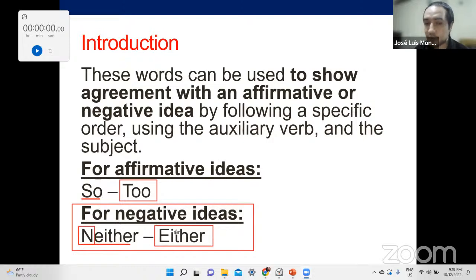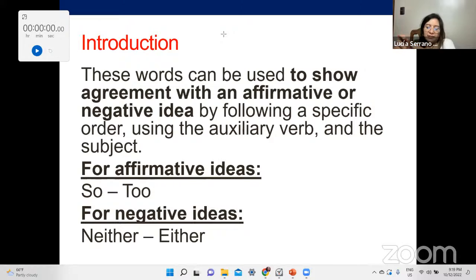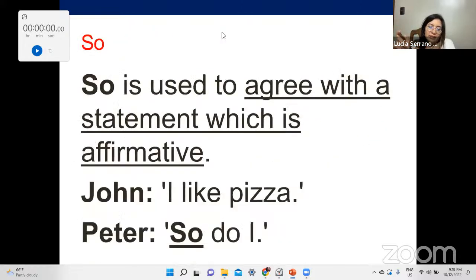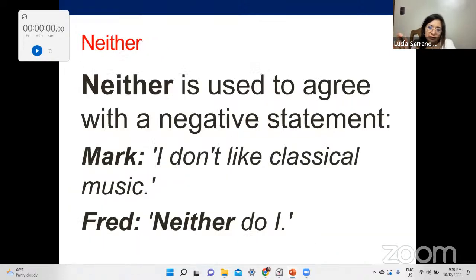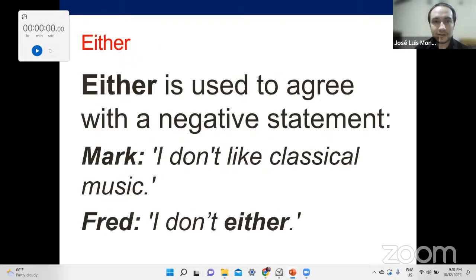I believe that you have some questions. Let me know, please, if you have any questions. Yes, Professor. For neither and either, it's the same for the verb to be also, right? Correct. You follow the exact same rule. If you see the verb to be, immediately use the verb to be. If you don't see it, you look for auxiliaries. So this is the structure.